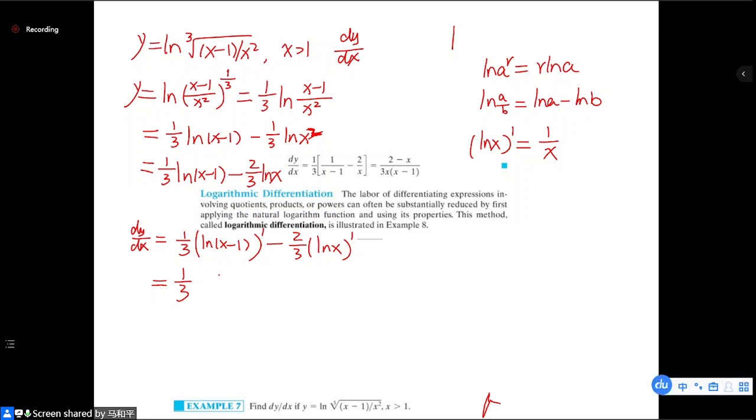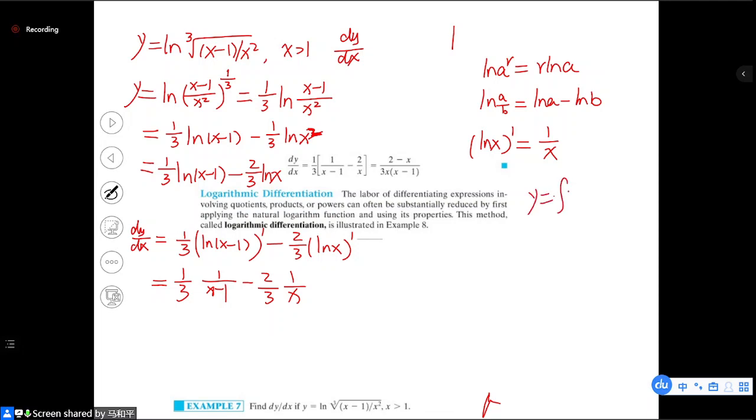This is equal to 1 over x minus 1, minus 2 over 3, 1 over x. I think we have explained it.